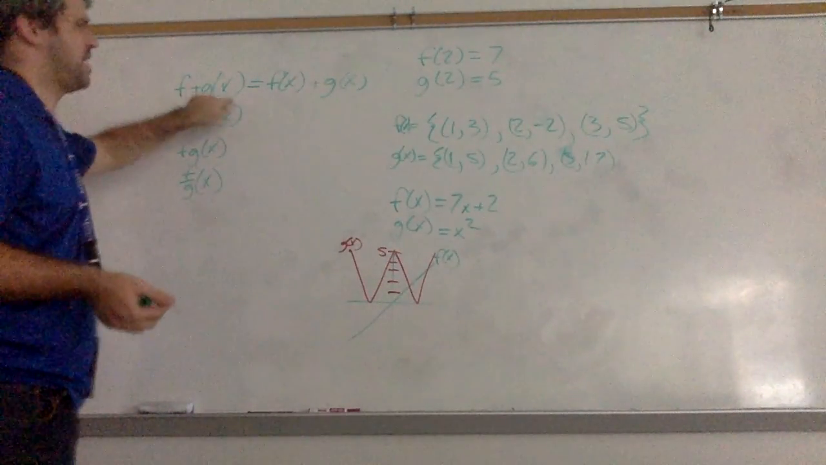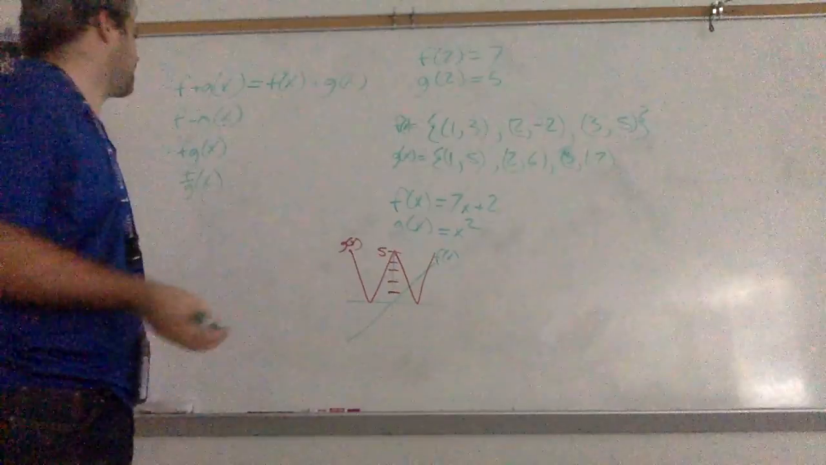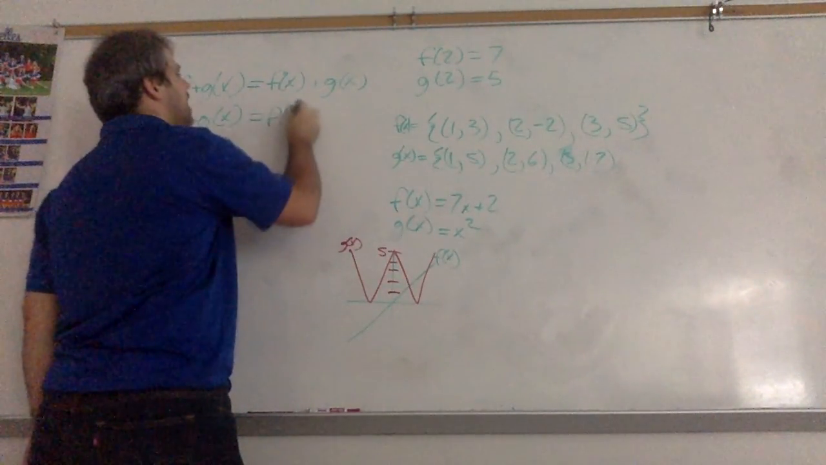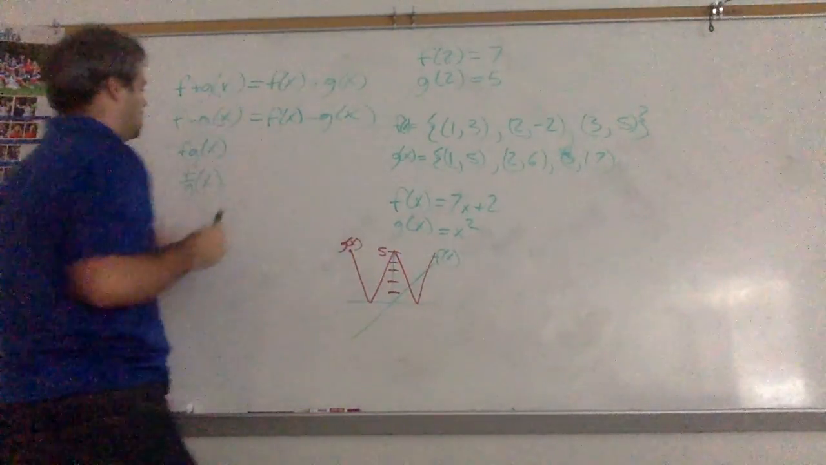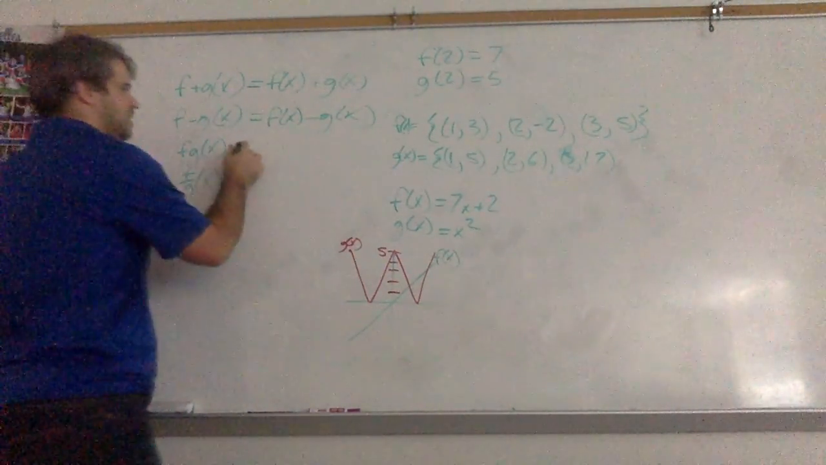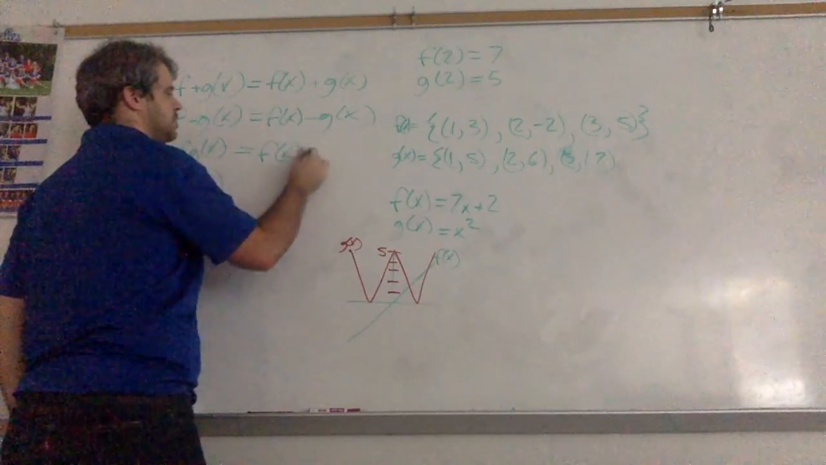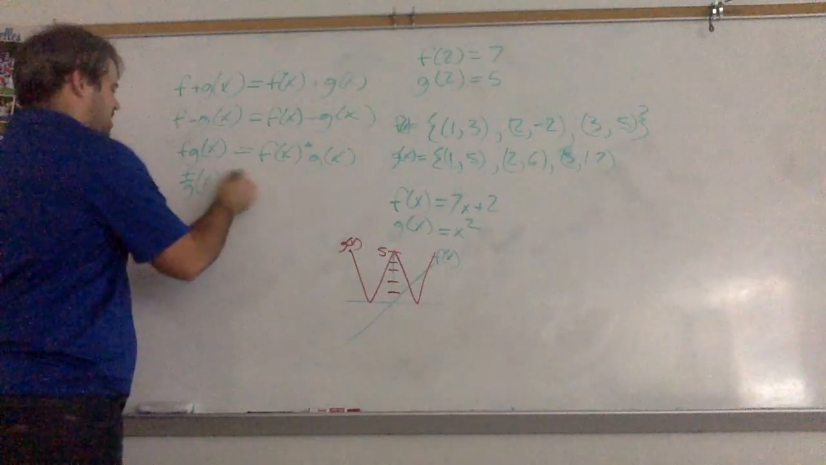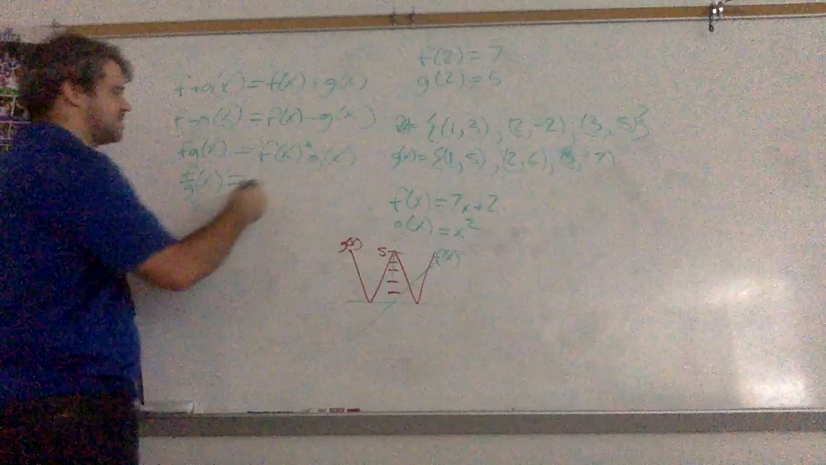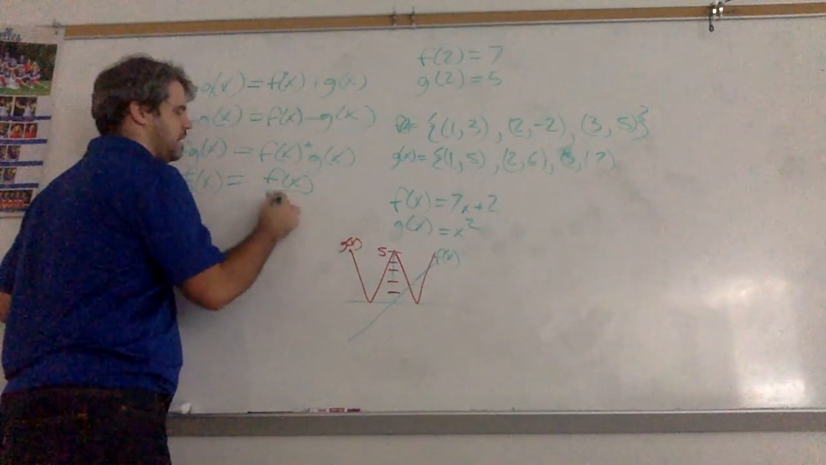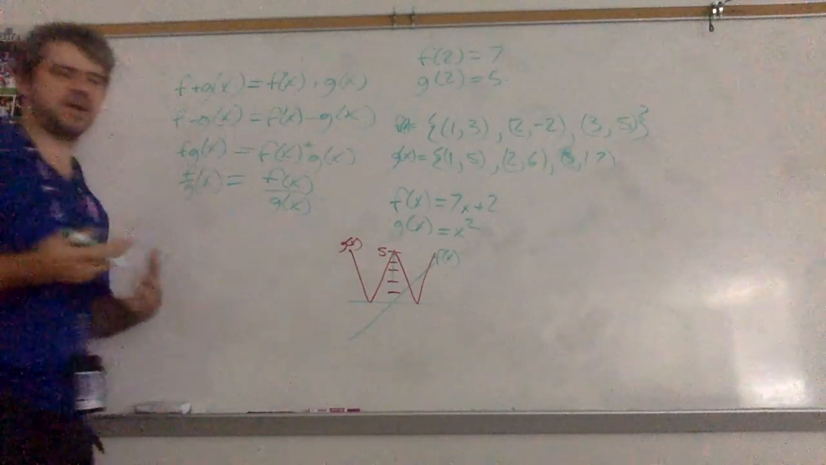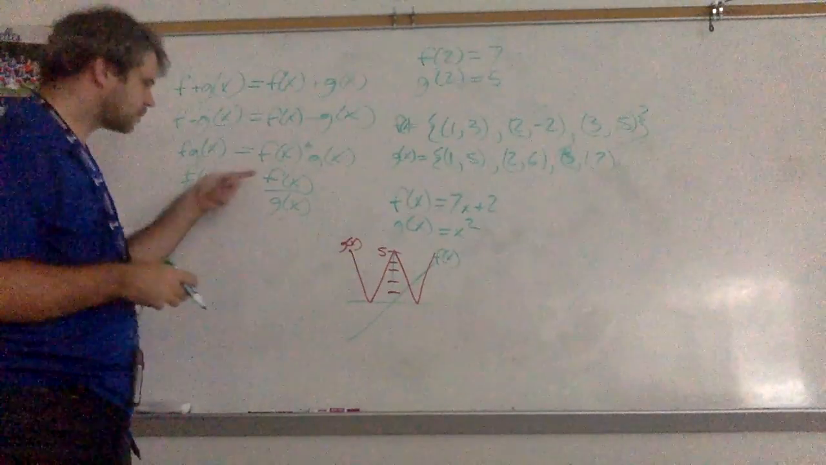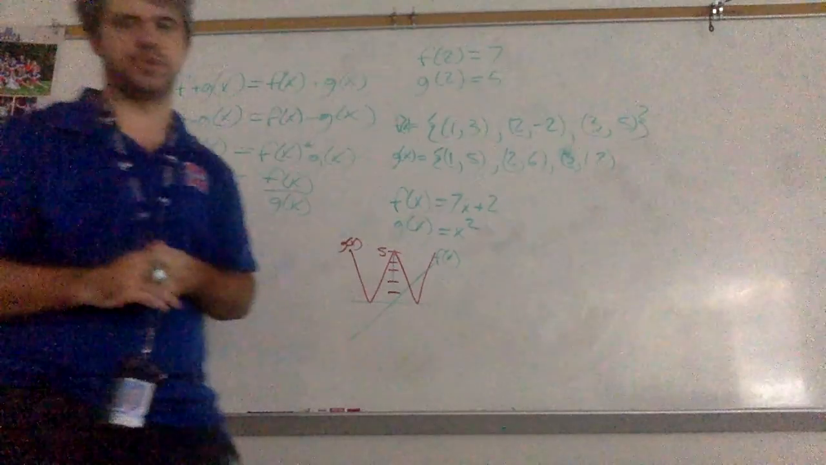So f plus g of x, again, is f of x plus g of x. F minus g of x is f of x minus g of x. Fg of x is just the multiplication version of this, f of x times g of x. And then f divided by g of x is the same idea, f of x divided by g of x. So it's these two different functions with the same input, and we're doing an operation on their outputs.